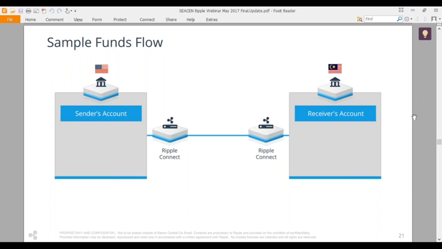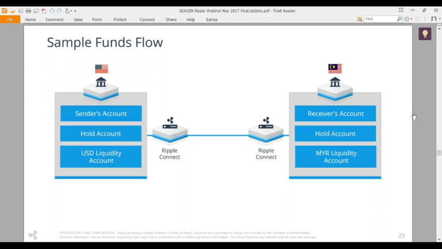In this example, we'll have a sender in the US. You'll see a sender's account at the US bank is paying a receiver in Malaysia. That receiver has an account at the Malaysian bank. Also at the banks, there's a hold account. Think of this as something similar to an escrow service, where it's an account that funds will be put in to guarantee good funds for making the payment.